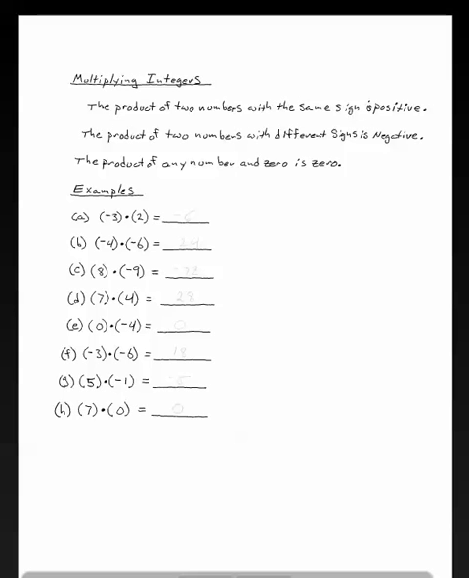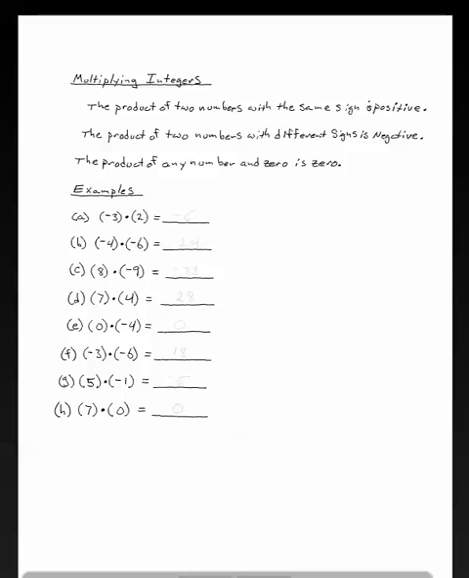Multiplying integers. The product of two numbers with the same sign is positive. The word product just means to multiply, or the answer to the multiplication of two numbers. So the product of two numbers with the same sign is positive just means that if we're multiplying two numbers together and they're both positive or they're both negative, then we're going to get a positive answer.